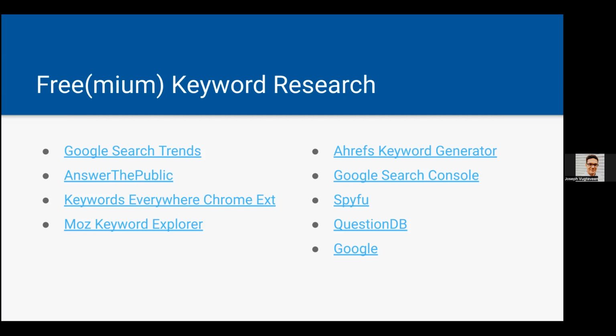SpyFu is another one, gives you a bunch of data on keywords, volume, all these extra metrics that can help you, again, narrow down what you're looking for. Freemium, I think they gave you like the top 10. I think Moz gives you 10 searches. QuestionDB, similar to Answer the Public, will give you questions people are asking, and these are actual questions people are asking.